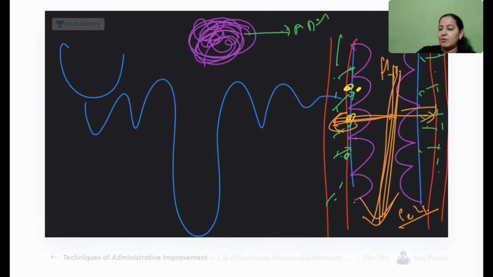And all the water goes into the blood. So blood osmolarity reduces and blood volume increases. So these are SIADH. Give me a thumbs up.